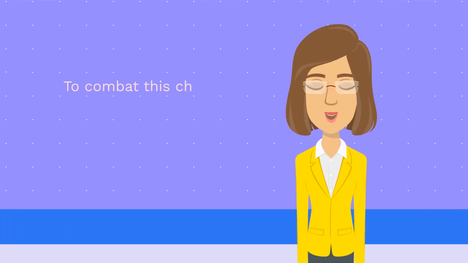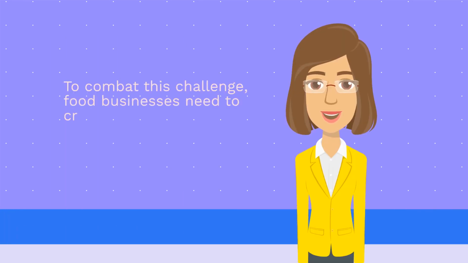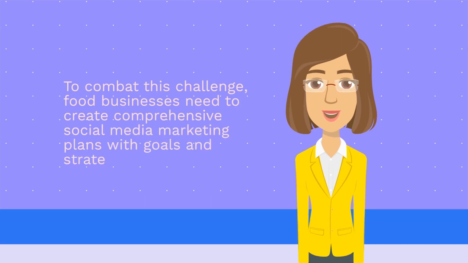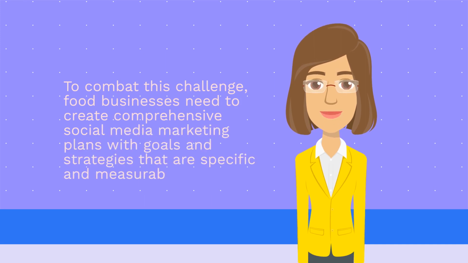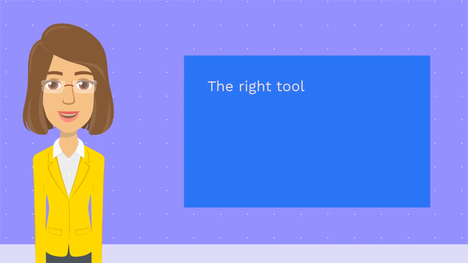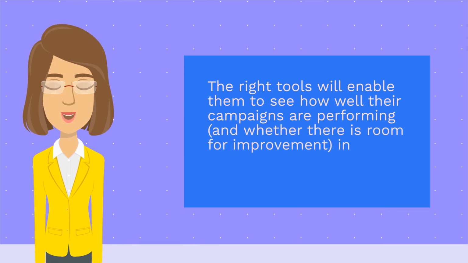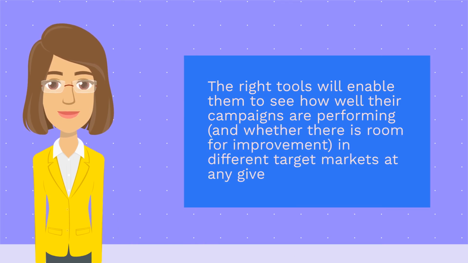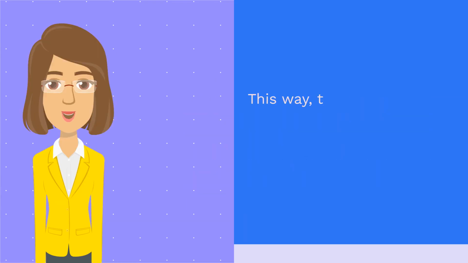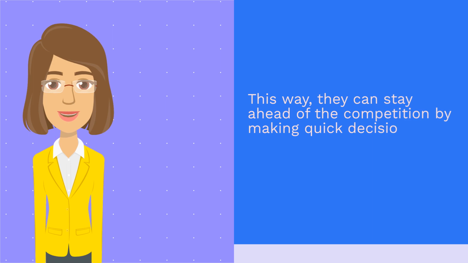To combat this challenge, food businesses need to create comprehensive social media marketing plans with goals and strategies that are specific and measurable. The right tools will enable them to see how well their campaigns are performing and whether there is room for improvement in different target markets at any given time. This way, they can stay ahead of the competition by making quick decisions based on reliable data.